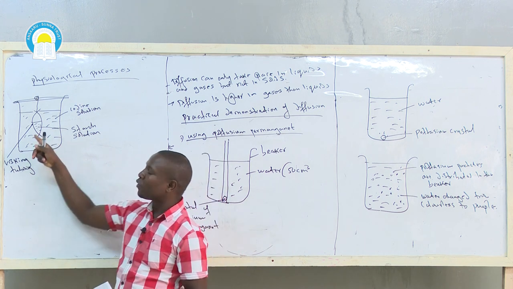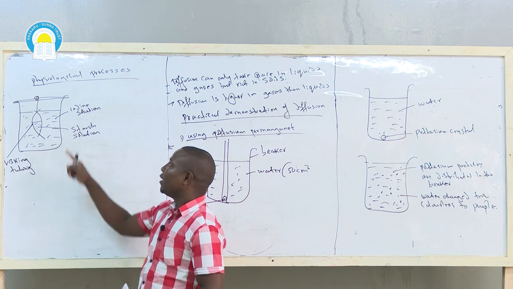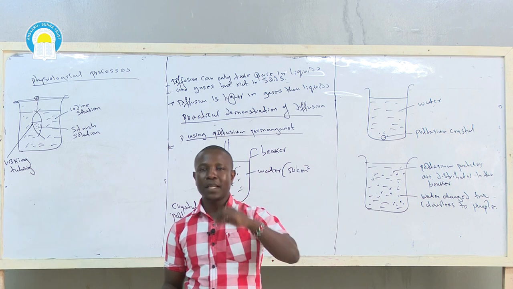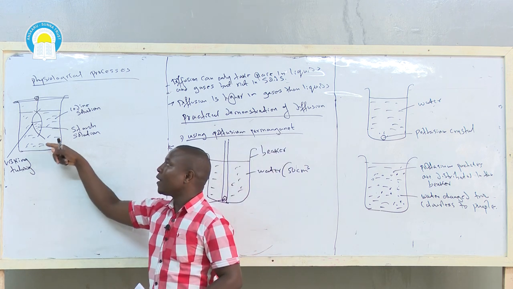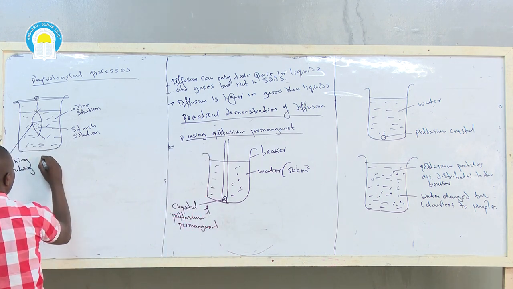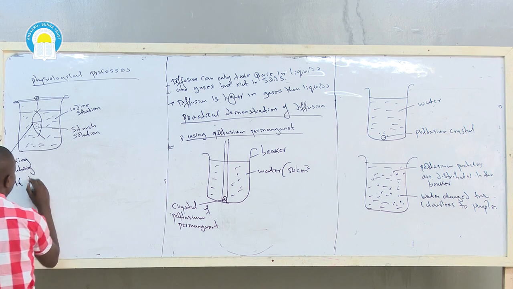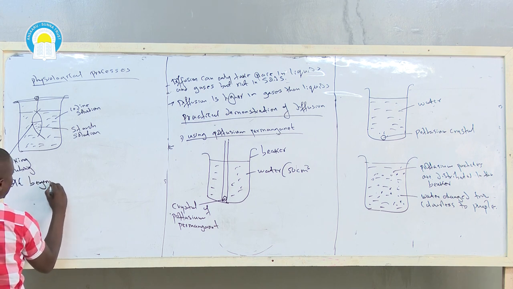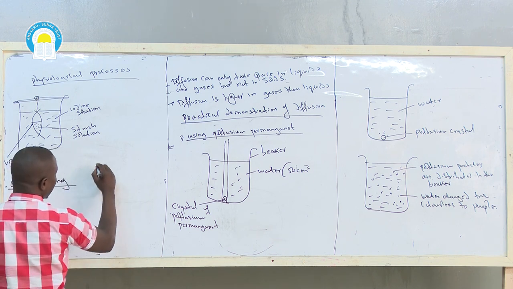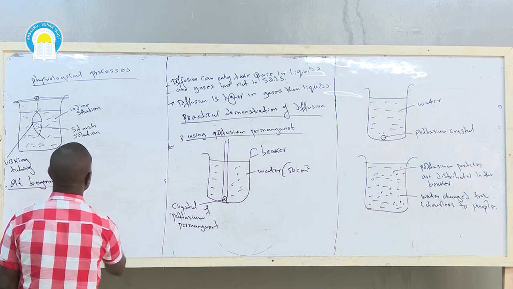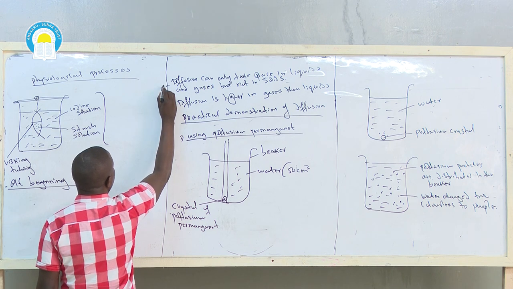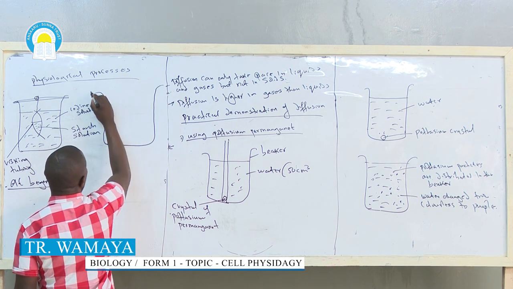So here we have two solutions. Number one, we have starch solution inside the visking tubing, and we have iodine solution in the beaker. The visking tubing containing starch solution is dipped inside the iodine solution. So this is at the beginning of the experiment. Let us see at the end. At the end of the experiment, this is what you are going to have.